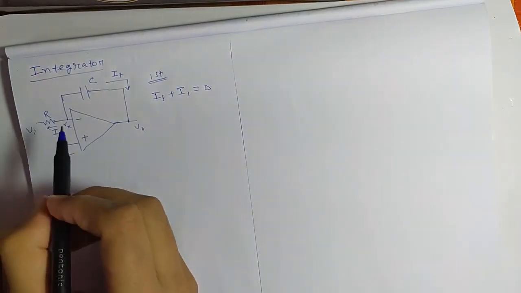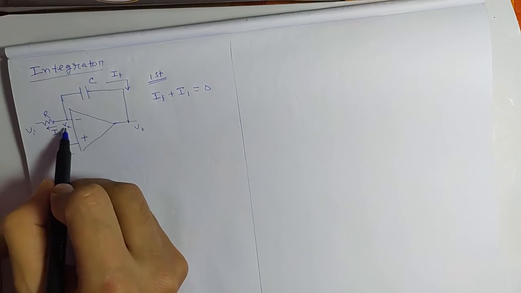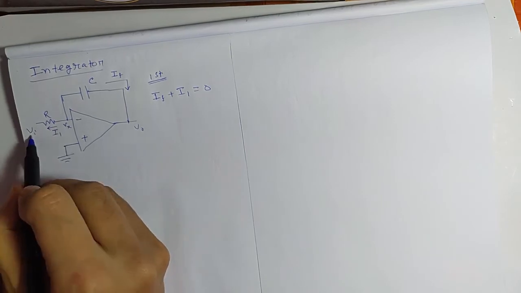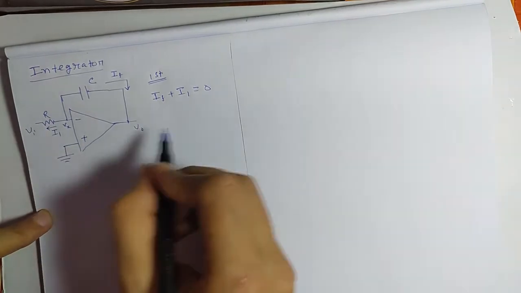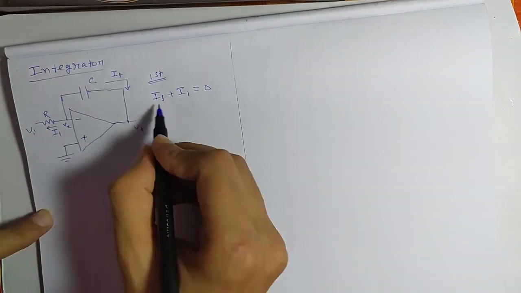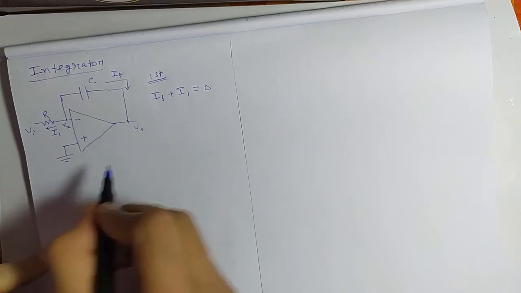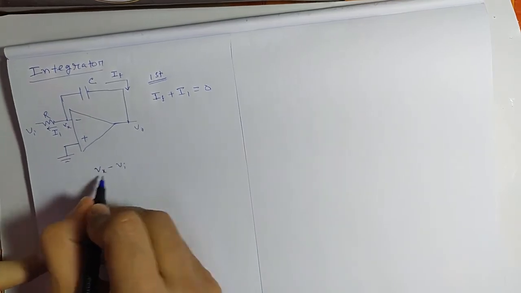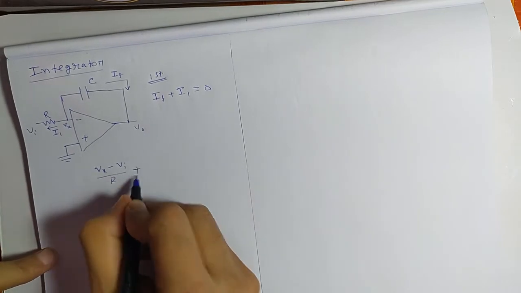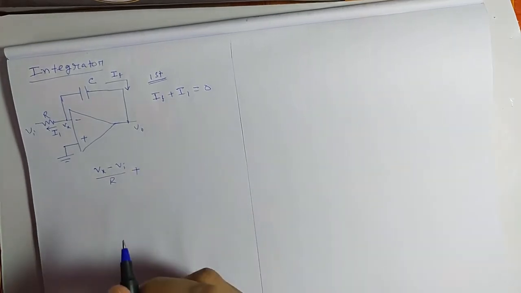Now I1 is Vx minus Vi by R. So the current through R, I1, is Vx minus Vi by R. So let me write the I1 first: Vx minus Vi by R. That is the I1.